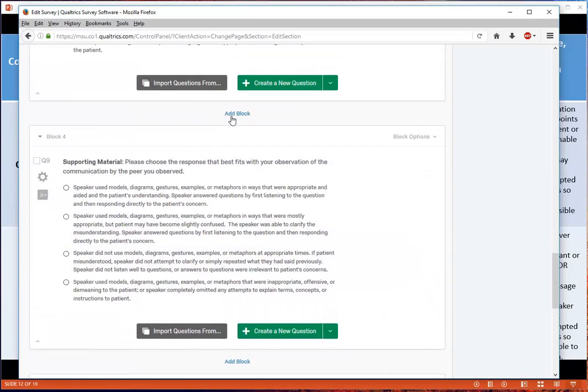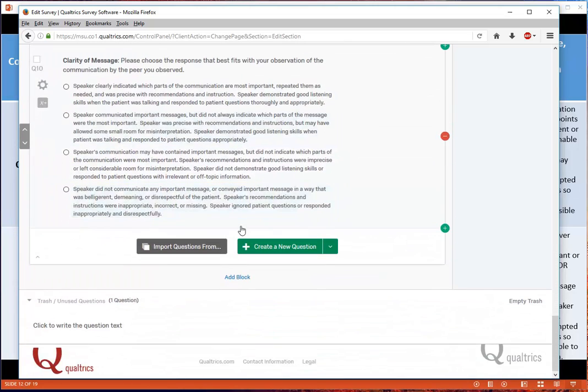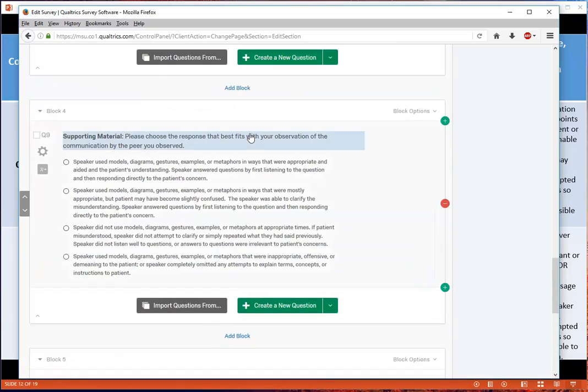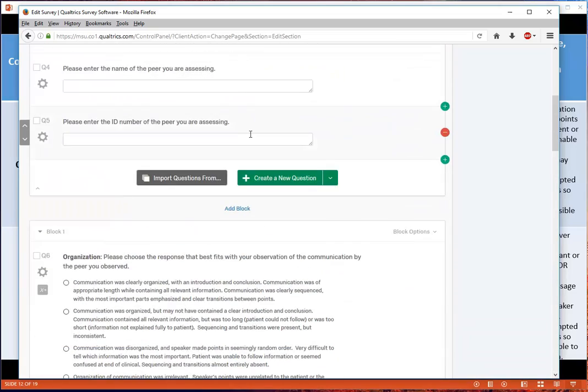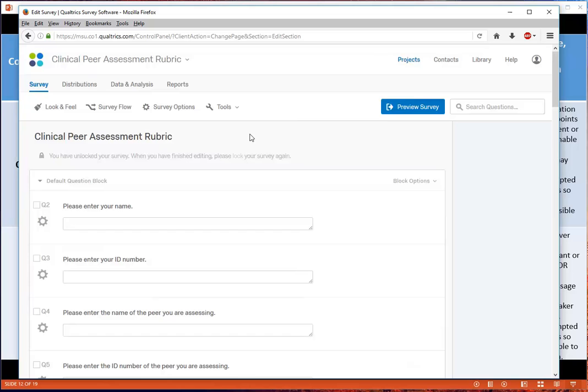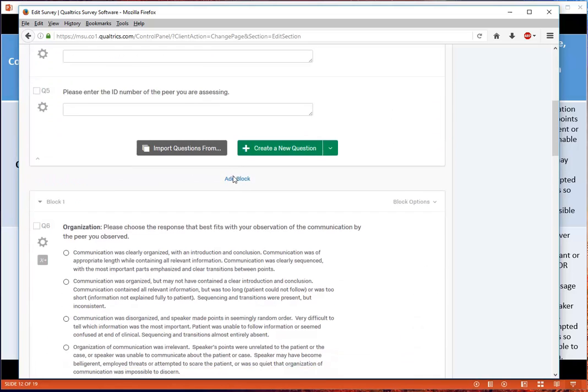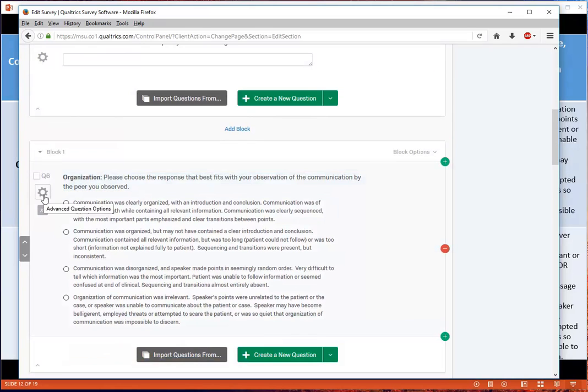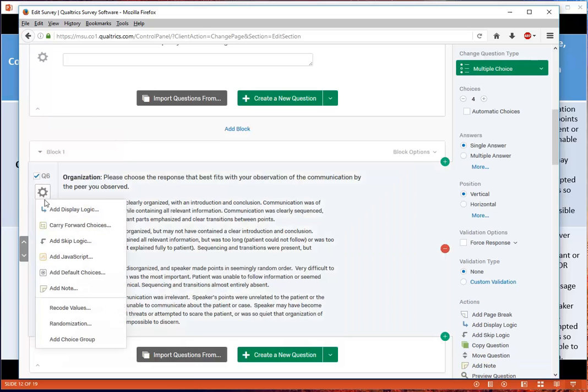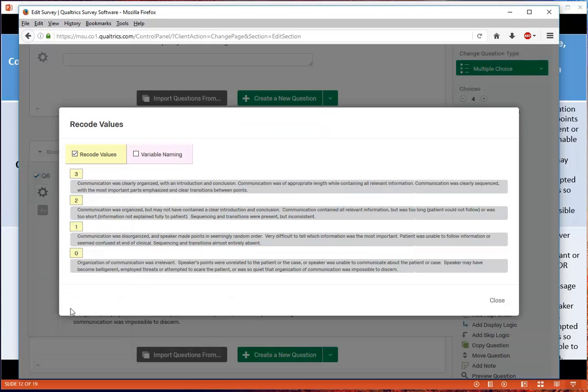And I add new blocks to each one of them to make this a little bit easier to look at on the mobile device. And once you've done that, you're really close to being done. The next thing you need to do if you're using Qualtrics or another program is to click right here and hit recode values. So by default, Qualtrics will look like this.